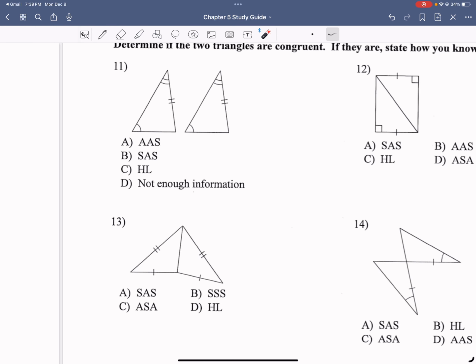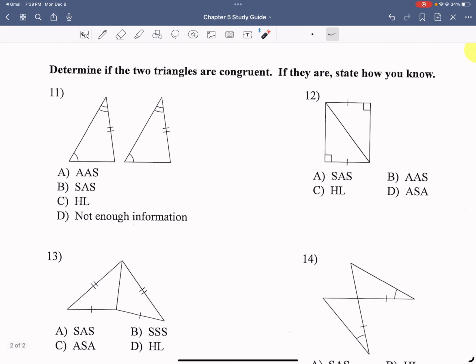All right, determine if the two triangles are congruent. If they are, state how you know. Okay, these are fun for me. I don't know if it's the order that throws people off, but let's just start with labeling them. So this is an angle, right? Let me actually rewrite it a little bit darker. This is an angle, this is an angle, and this is a side. Again, this is an angle, this is an angle, and this is a side. And these sides that correspond to one another demonstrate congruency. Well, let's see how they work out.